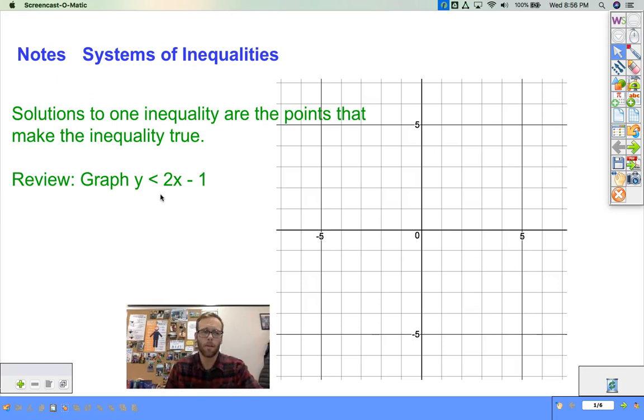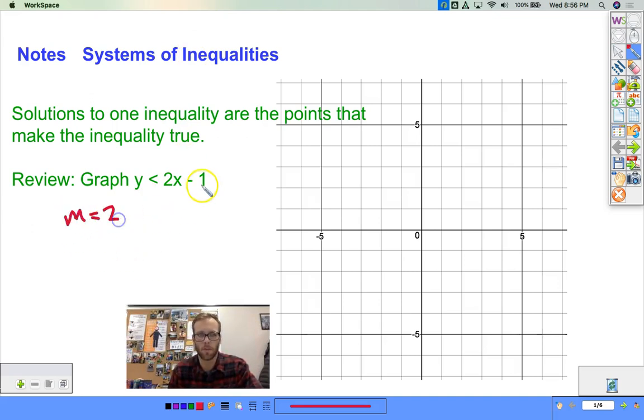So when we graph y is less than 2x minus 1, we're thinking about y equals mx plus b. The slope on this one is 2, and the y-intercept is -1. So let's graph that. We're going to put a point at -1 for our y-intercept. Our slope is 2, which means we're going to go up 2 over 1. And I have this line.